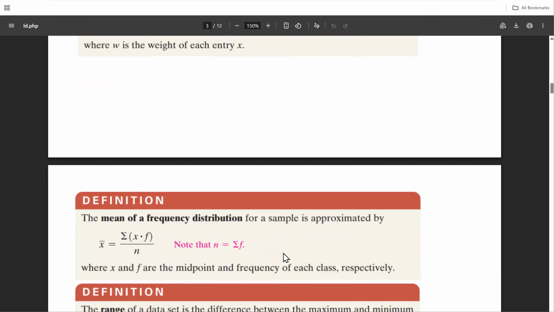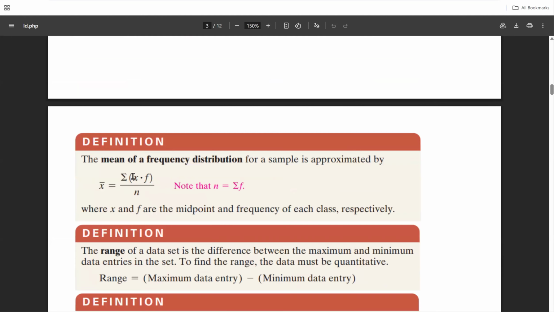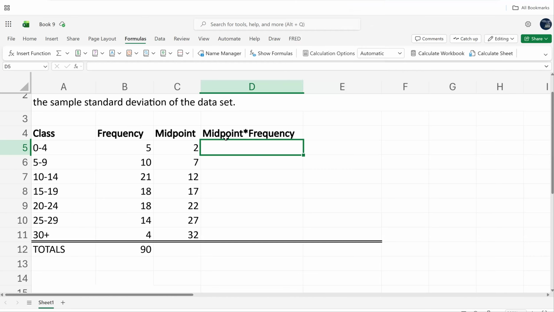You can see the formula calls for each midpoint times its frequency. And then we're going to sum that, and then we're going to divide by n, and it says note that n is the sum of the frequencies. So we have ourselves set up really quite good actually, because we're going to do midpoint times frequency, and we already have the sum of the frequencies right here. So let's get right into it. Let's do midpoint times frequency.